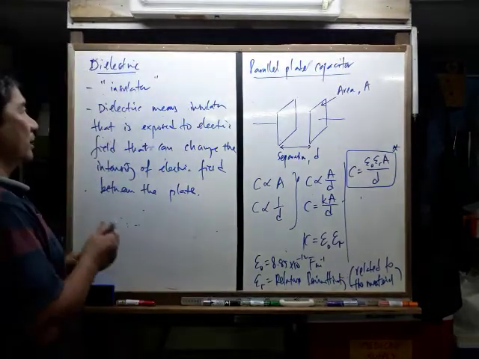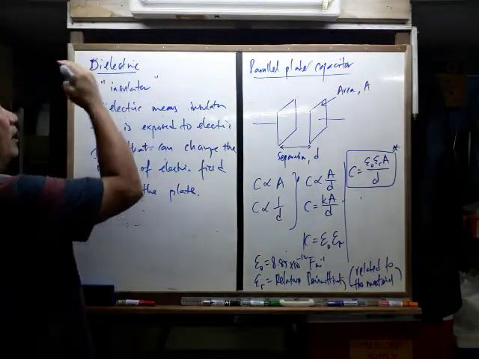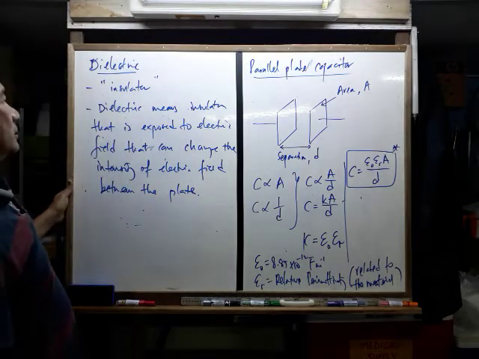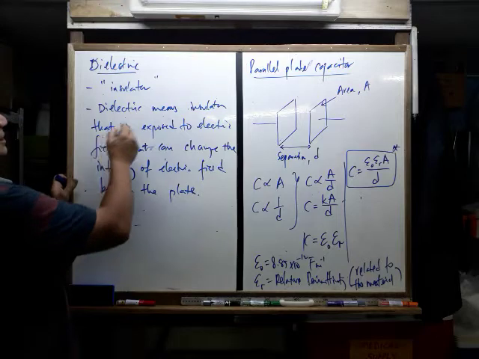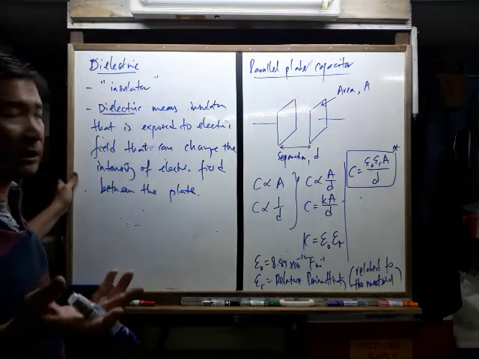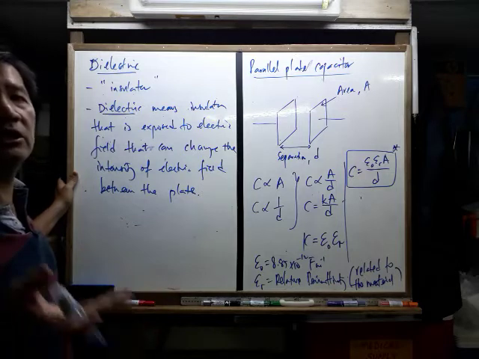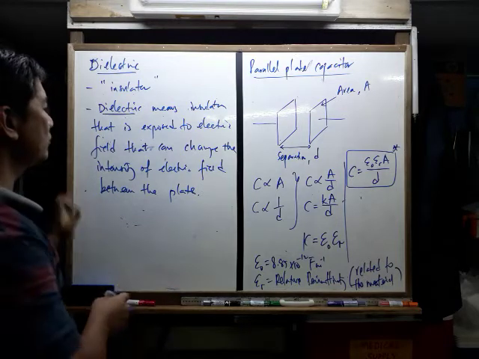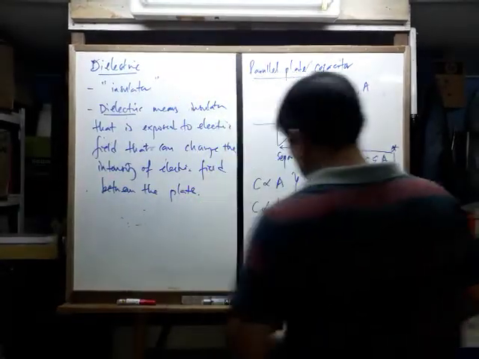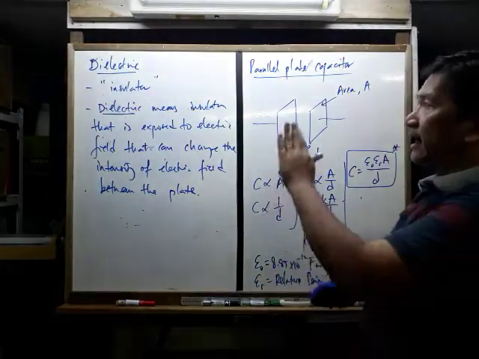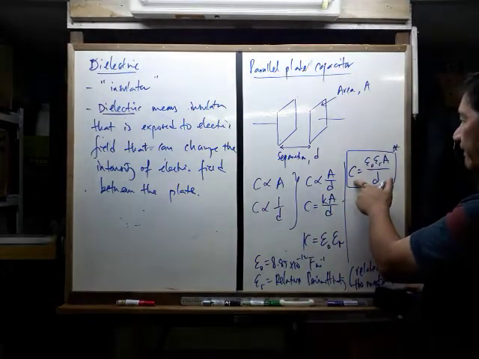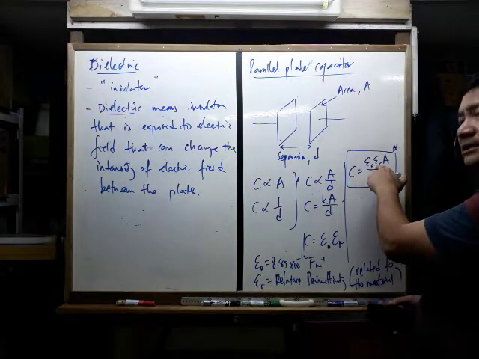Okay, so we're going to discuss in detail how the dielectric affects the capacitance value. So that is the meaning of the dielectric. Dielectric, in short, is simply an insulator. Now we are going to look at how this dielectric affects the value of the capacitance by changing this value.